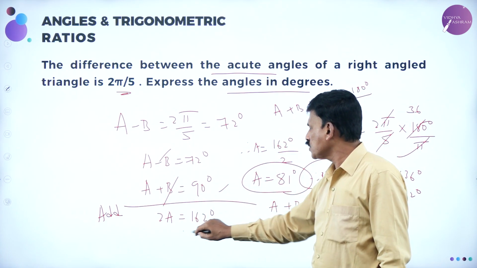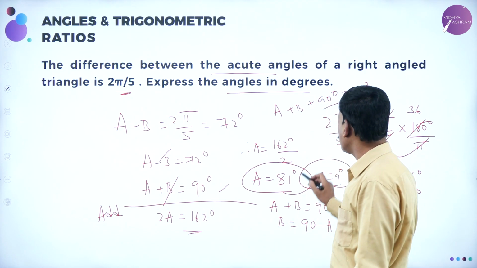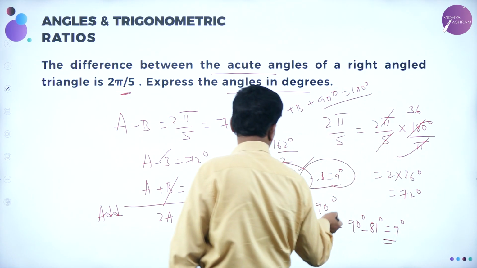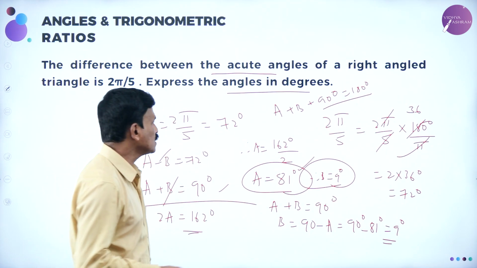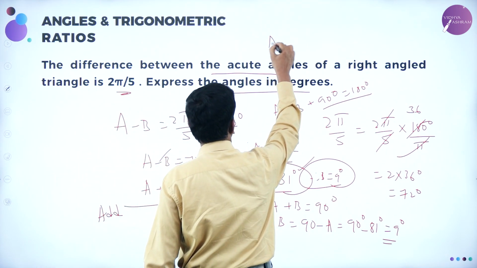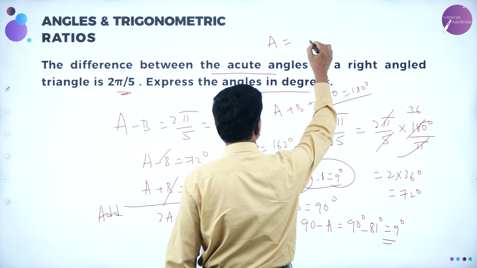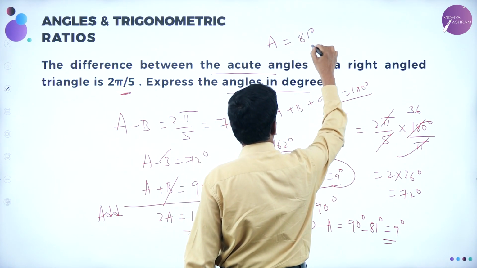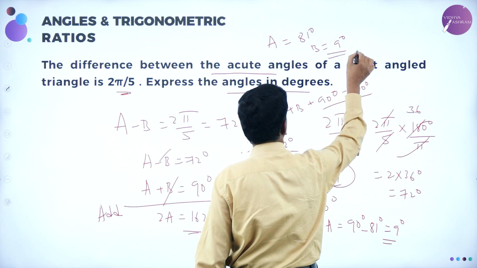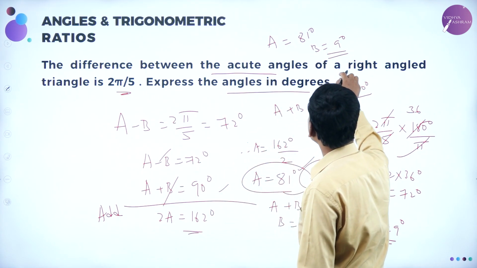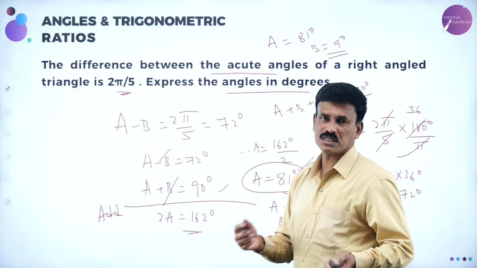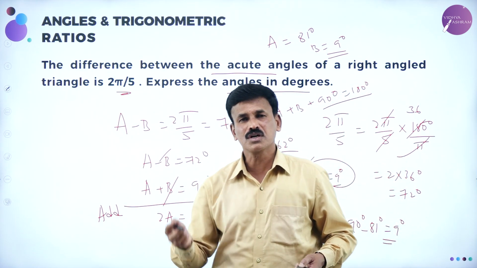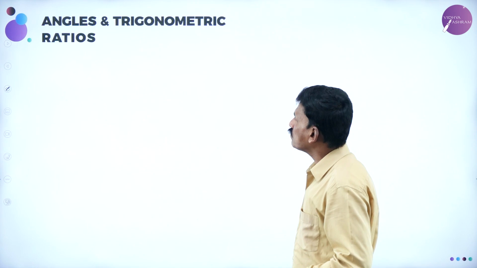Add this, you will get 2A is equal to 162, A is equal to 81 degrees. From these two equations, B is equal to 90 minus 81, which is 9 degrees. So, therefore, the angles of the triangle are A is equal to 81 degrees and B is equal to 9 degrees. If you take the difference between 81 and 9 degrees, it is nothing but 72 degrees. That's it. Hope you followed. Okay. Move on to the next problem.